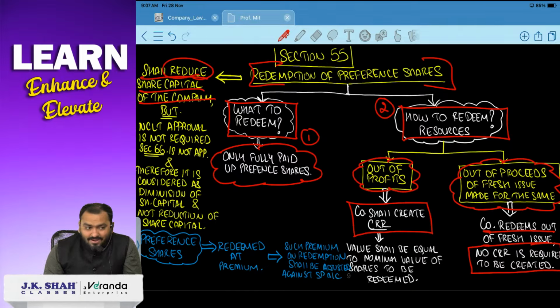So in this case section 66 is not applicable. So what is not required to be done? There is no need to take the approval of NCLT. And for the things which are covered under reduction of share capital, section 66 is applicable, means the NCLT approval procedure is to be followed. That's it. You understood this much? Everybody? Clear? Okay.